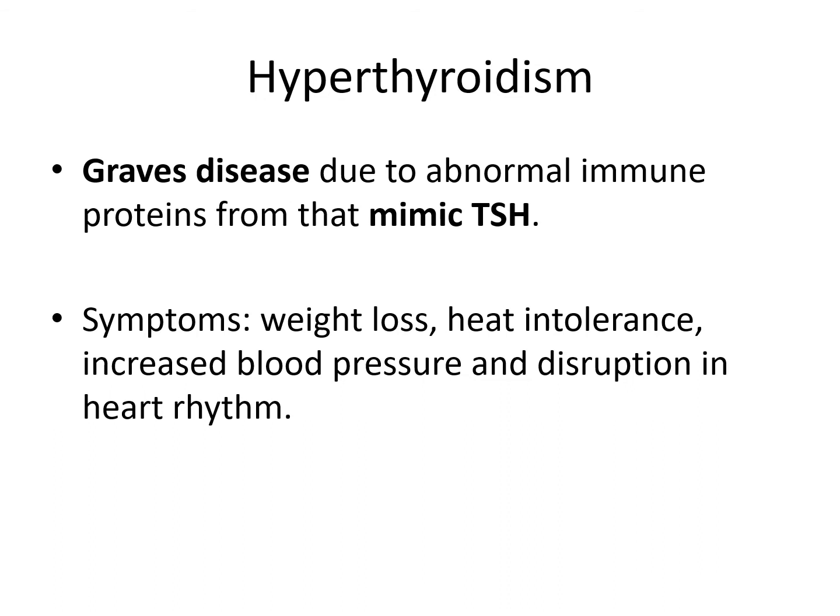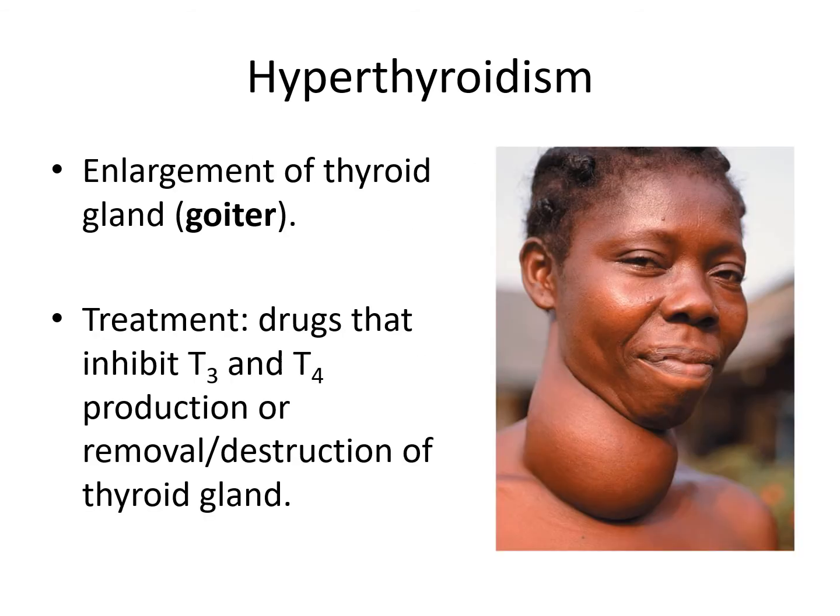An example of hyperthyroidism, or an increase in thyroid hormone, is Graves' disease, and it's due to abnormal immune proteins that mimic TSH. In other words, immune proteins are produced that act like TSH. The result is extreme effects of what you would expect from thyroid hormone: weight loss, heat intolerance, increased blood pressure, and disruption in heart rhythm. So those are the symptoms of Graves' disease.